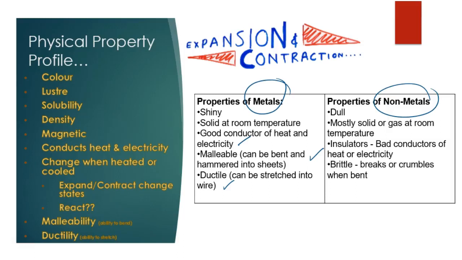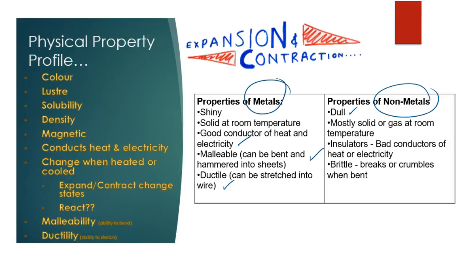They're dull. They are usually a solid or a gas at room temperature. So some non-metals will be solid, but a lot of them will actually already have melted to a liquid and then evaporated into a gas before you get to, say, 25 degrees Celsius. Most of them are insulators, which means they do not conduct heat and electricity. They actually stop it from transferring through it. And they're brittle. They break or they crumble when you try to bend them or stretch them.